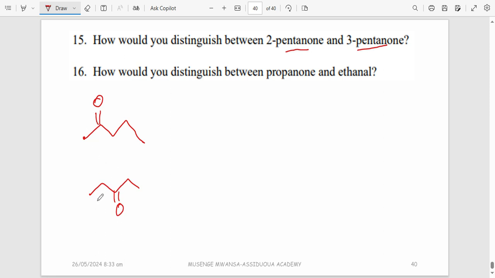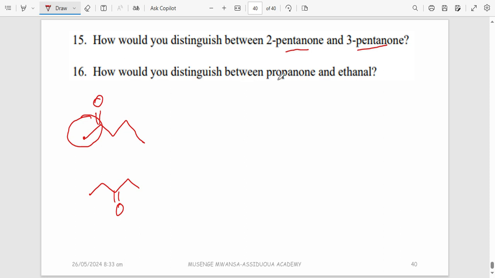These two are both ketones. The only difference is where the double bond with oxygen is attached. So 2-pentanone, can you tell that it has a terminal methyl group? So can you tell me how you can differentiate these two? So you can use the iodoform test. It's going to be positive for 2-pentanone and negative for 3-pentanone.